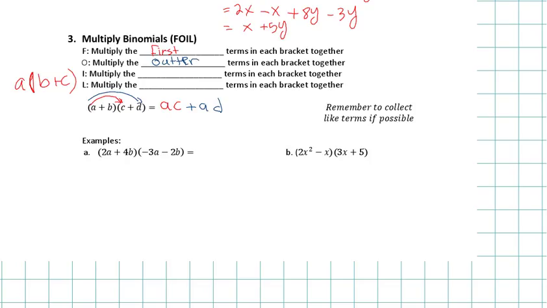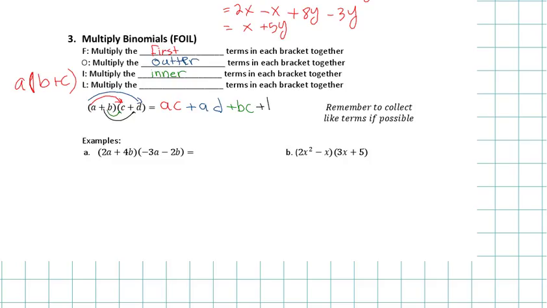I stands for inner. B and C, so they're the inside terms. And the last one, which would be last, is your last two terms. Remember, these are your first two terms in each bracket, and then these are your last two terms in each bracket. So it's going to be b times d. You're always going to do that.